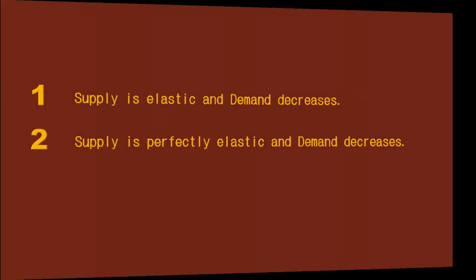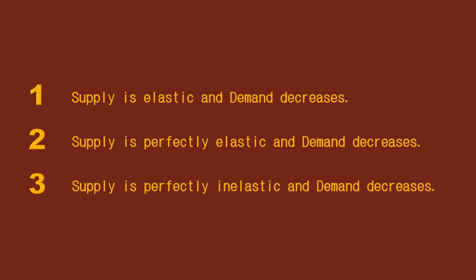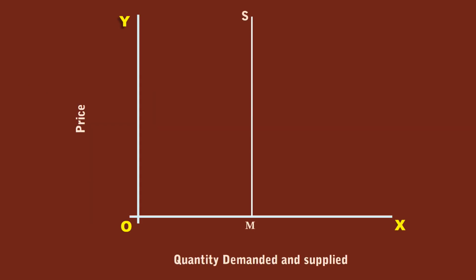3. Supply is perfectly inelastic and demand decreases. Market supply curve MS is perfectly inelastic. Hence, the supply curve is vertical and parallel to y-axis. The demand curve DD cuts the supply curve MS at E1. The equilibrium price is P1 and the quantity is M.